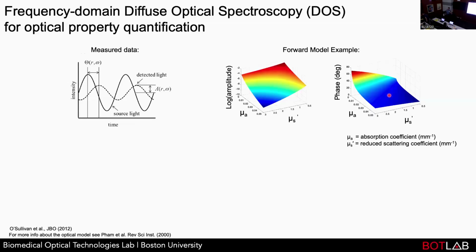And so you can shift to a higher modulation frequency where you'll accumulate more phase shift for a given source detector separation. And you run into the other problems of losing your ability to detect high modulation frequencies because of the characteristics of the detector.